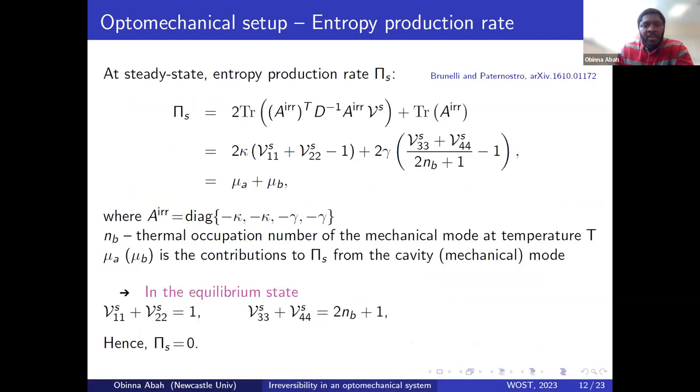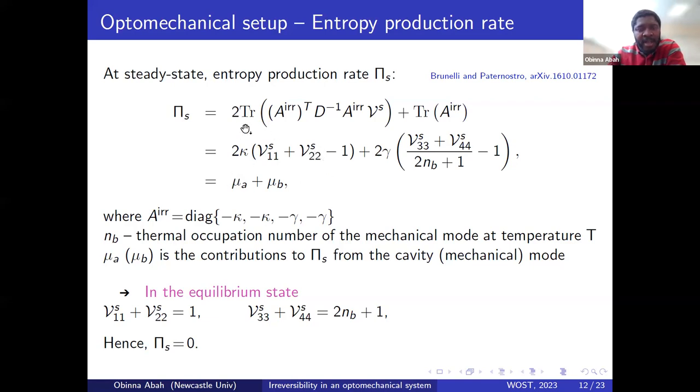So if we now proceed to look at the entropy production, just following the framework put forward by Mauro Brunelli in 2018, this is just a diagonal matrix of the environment mode. And if you do the calculation for two modes, it is straightforward. So what you get is the expression for this optical parametric optomechanical system, given by the expression here.